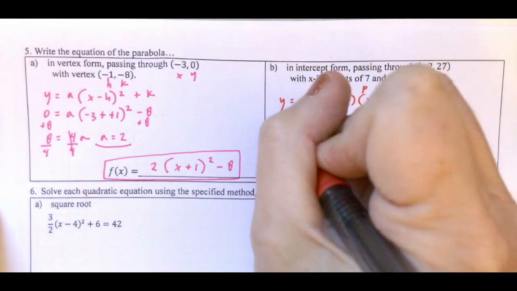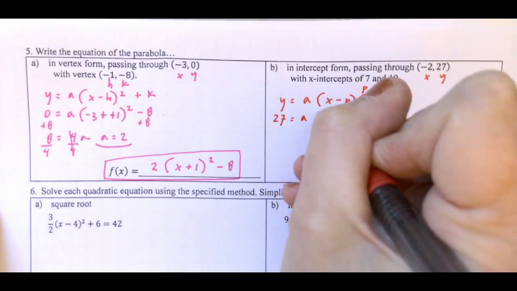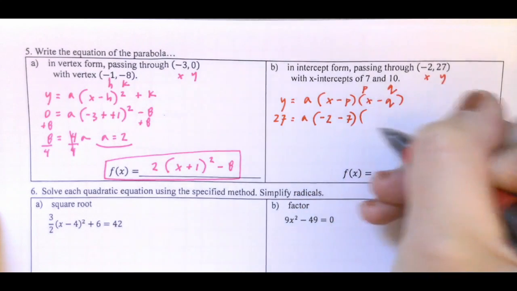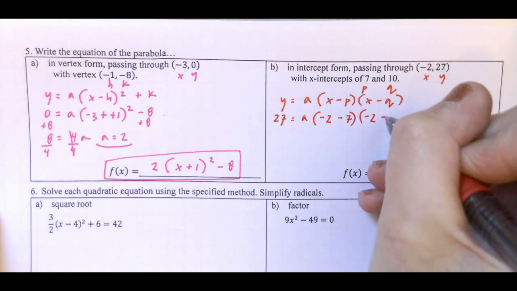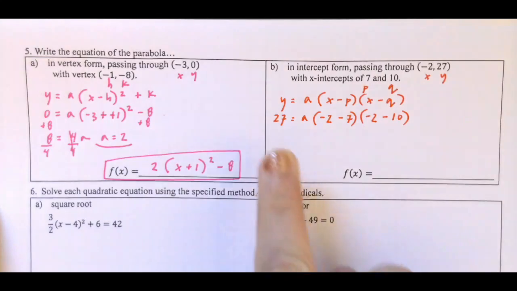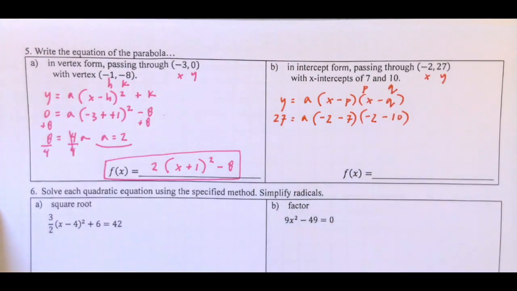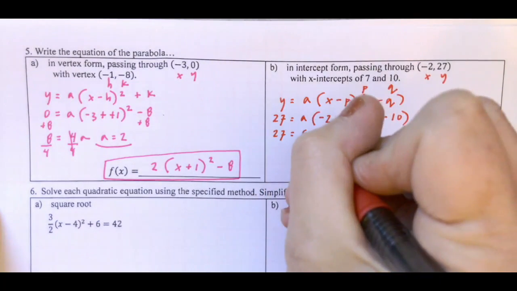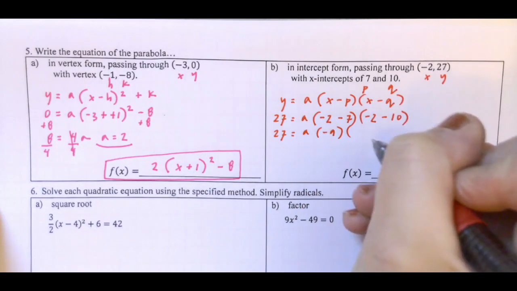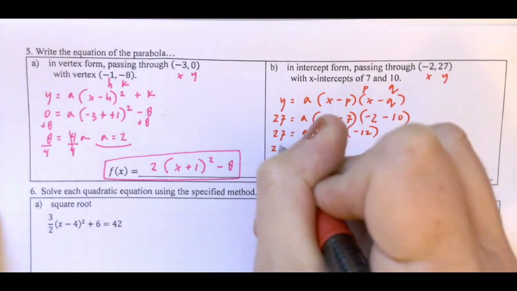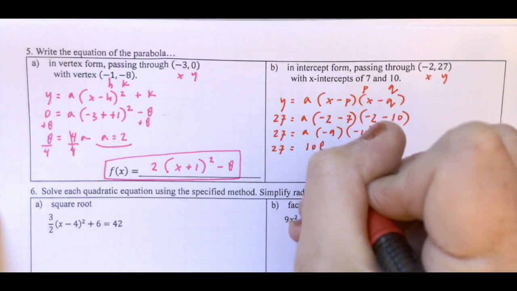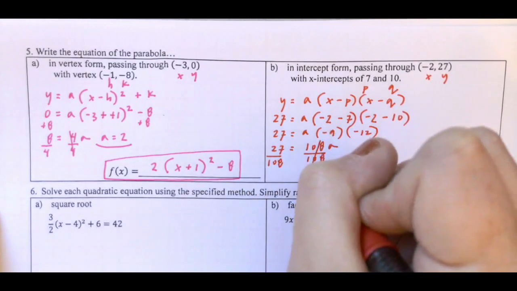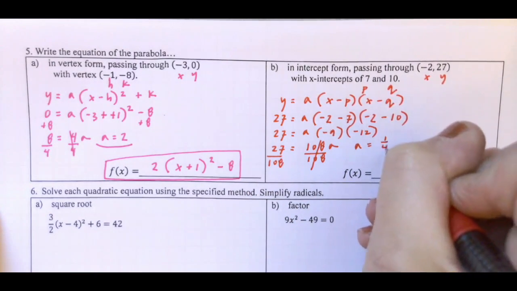And then plug in what I know. I know that the y value is 27. That equals a times x is -2, and then minus a p-value of 7. Okay, and then -2 minus a q-value of 10. So right now I need to find a. So now 27 equals, well, here I'll still have the a, times -9 times -12. So 27 equals 108 times a. Divide each side by 108, and we get that our a value is 1/4.